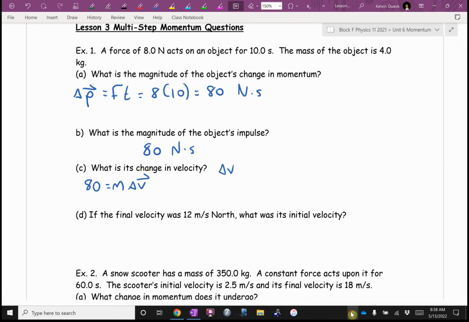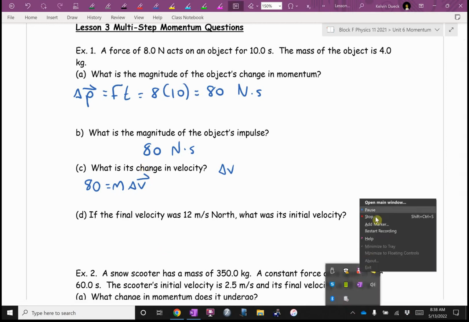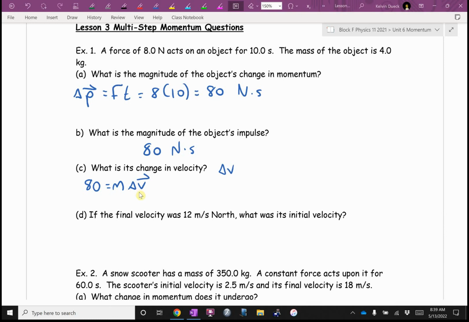Let me pause for a second. Got a latecomer. Sorry, Scott. How would I get the delta V by itself? What's the m doing to the delta V? So how do I move the m over? Oh, you know what? It's Scott's theorem, but dividing by m, but this time to get a delta V by itself. So you're telling me, and I think you're correct, the change in velocity is going to be 80 divided by the mass. It's going to be 80 divided by 4.